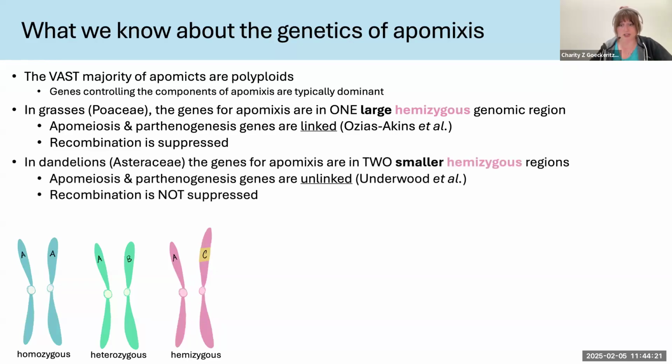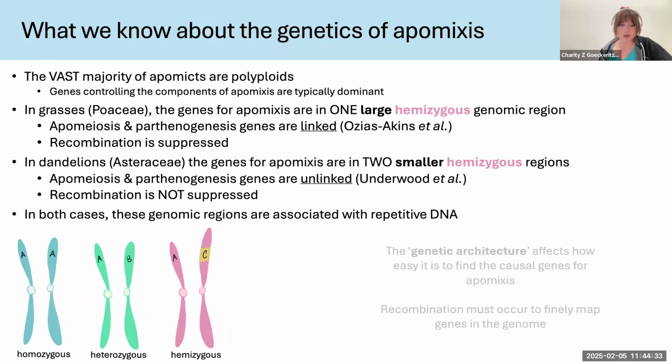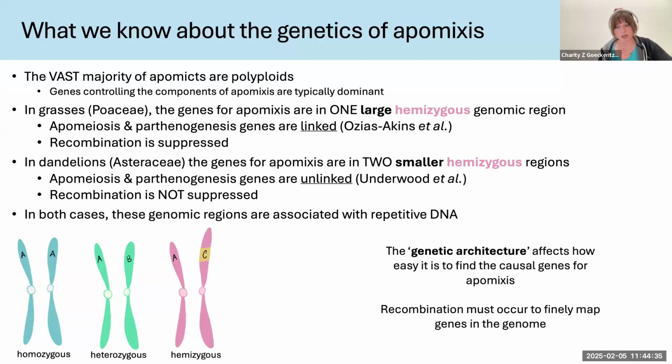But in dandelions, it's actually not the case. The genes for apomixis are in two smaller hemizygous regions and are unlinked, so they're on different chromosomes. But in both cases, the genomic regions around the genes are associated with repetitive DNA. So whether the genes are in non-recombining regions, linked or unlinked, buried in repetitive regions, this genetic architecture affects how easy it is to find those causal genes for apomixis, because recombination has to occur to be able to map those genes.